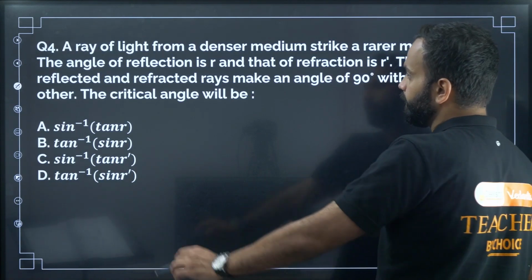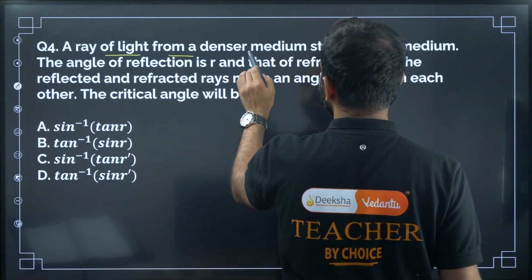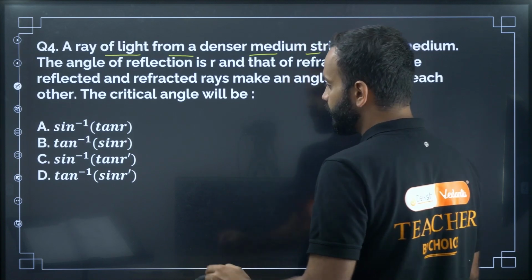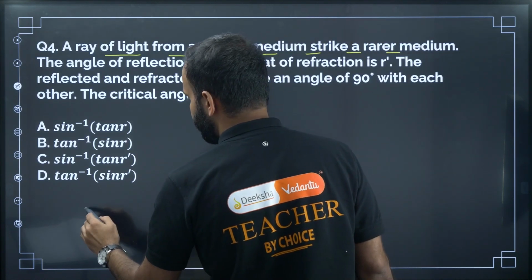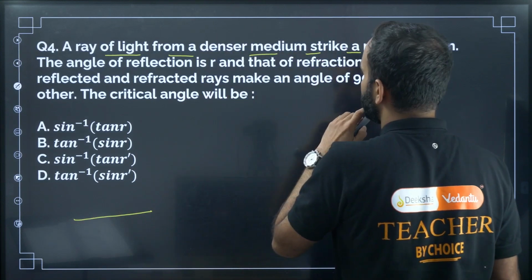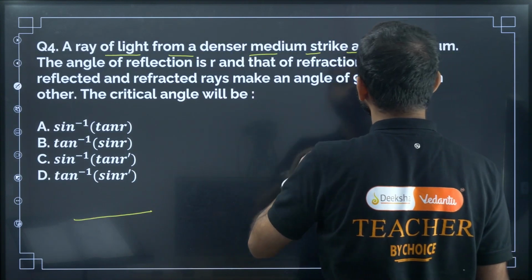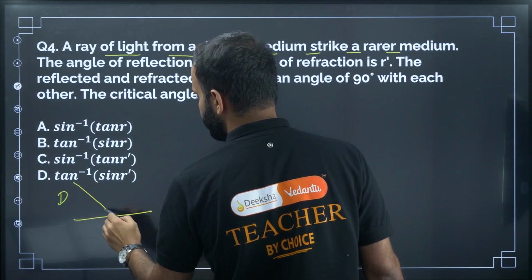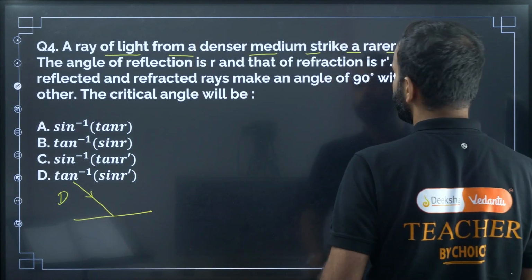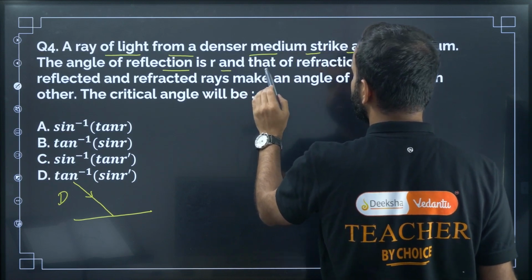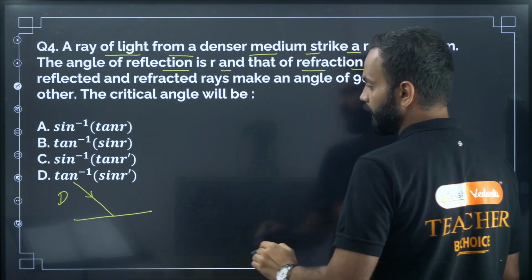Question number 4. A ray of light from a denser medium strikes a rarer medium. Okay, this is the denser medium. The angle of reflection is r and that of refraction is r dash.